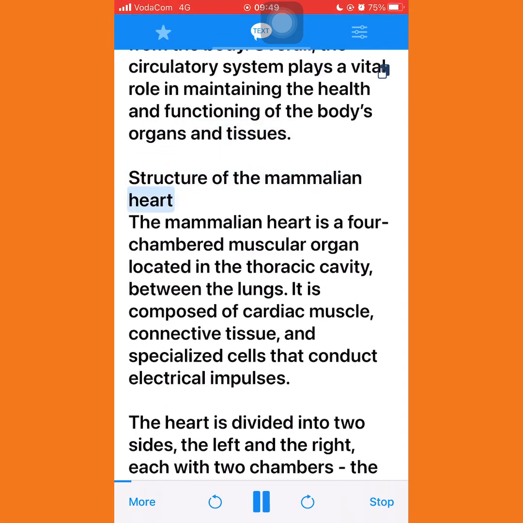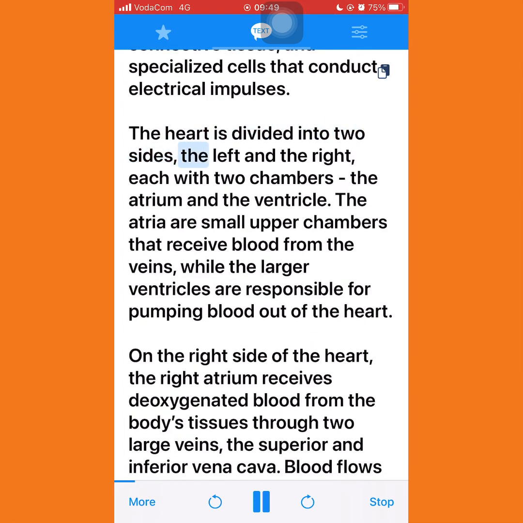Structure of the mammalian heart. The mammalian heart is a four-chambered muscular organ located in the thoracic cavity, between the lungs. It is composed of cardiac muscle, connective tissue, and specialized cells that conduct electrical impulses. The heart is divided into two sides, the left and the right, each with two chambers, the atrium and the ventricle. The atria are small upper chambers that receive blood from the veins, while the larger ventricles are responsible for pumping blood out of the heart.